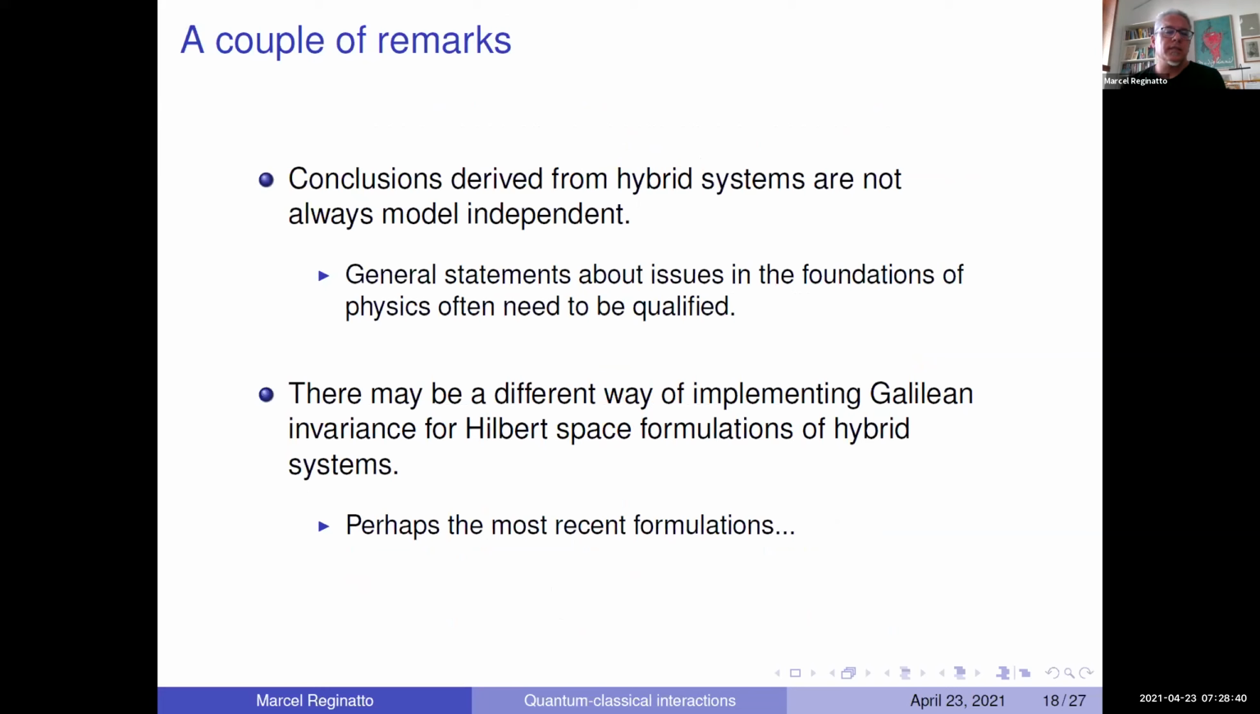My point here is that one has to keep in mind that the conclusions you get from these hybrids are in general model dependent. And if you're using such a hybrid system to make general statements about properties of classical quantum systems that have to do with foundations of physics, they need to be qualified.